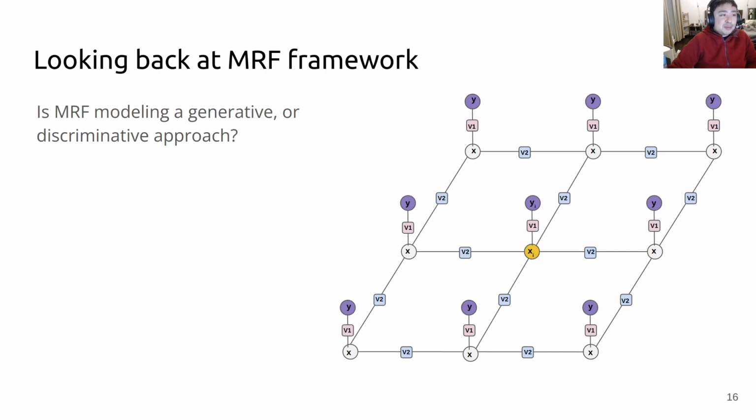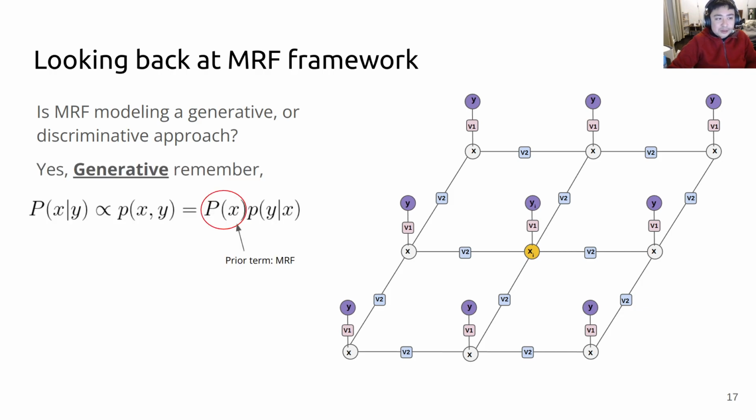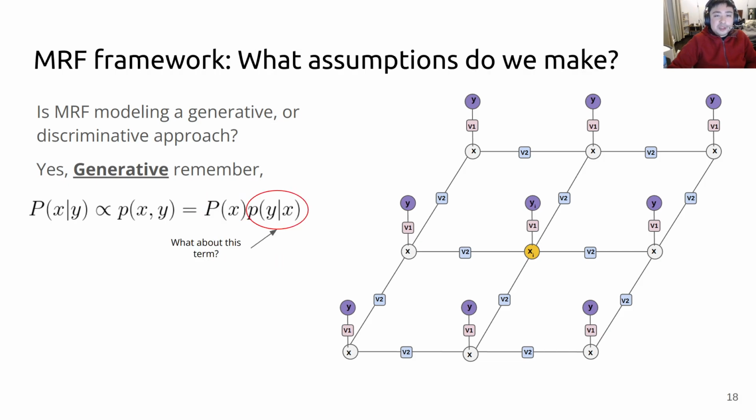So let's look back at the Markov random field. How can we describe it as a generative or a discriminative model? Yes, we can describe it as a generative model because we're looking at this term here. We can describe the prior term, P of x, which is the joint distribution of the configurations, as a Markov random field. But we need to make some assumptions, especially since we're using a generative model. So what can we say about this term here? This is the problem that a lot of research papers look at and try to make assumptions about when they're doing the generative approach.